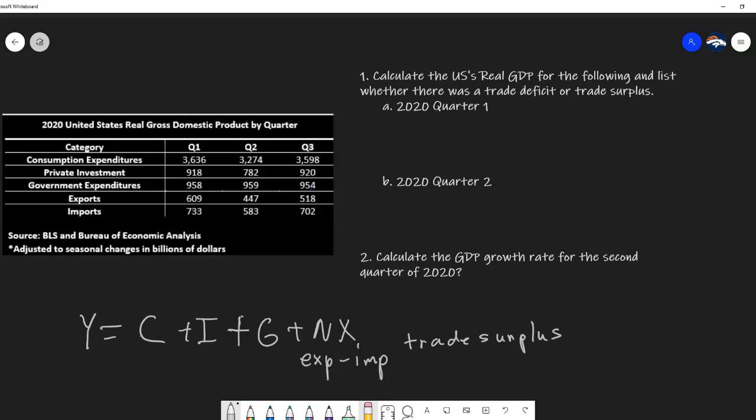So I'm going to write that right here. Trade surplus, a positive number, and a trade deficit, this is a negative number. All right, I'm going to erase this.